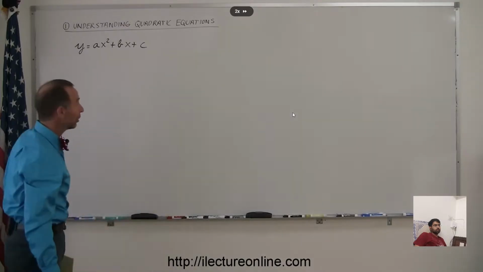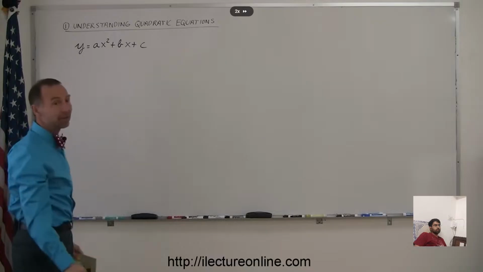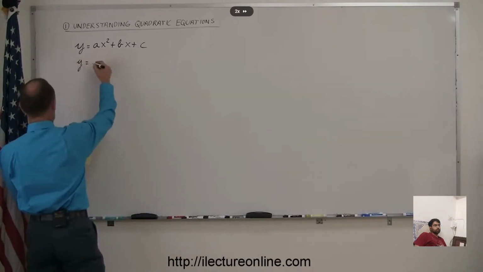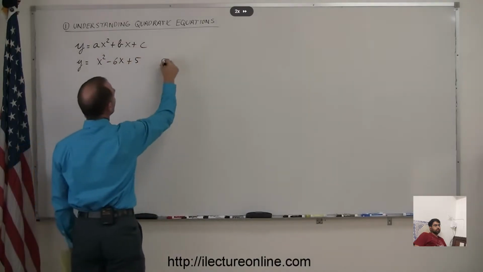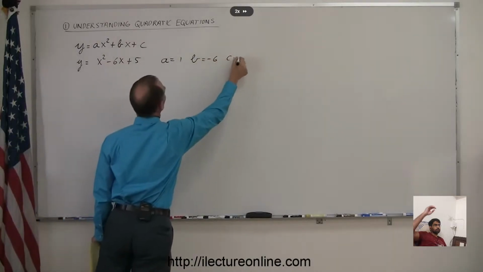Now that's the standard form, as we call it. A, b, and c are simple constants, any sort of numbers. X is the independent variable, and then y is the dependent variable. So as an example, let's write an equation such as y equals, let's say, x squared minus 6x plus 5. Okay, in this case, a would equal 1. That's the coefficient from the x squared term. B is equal to minus 6, and c is equal to 5.